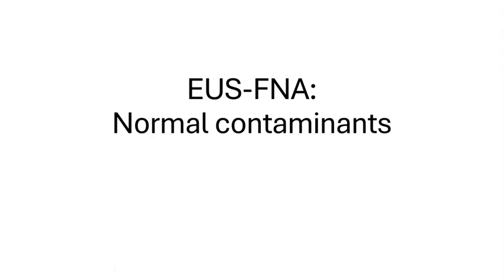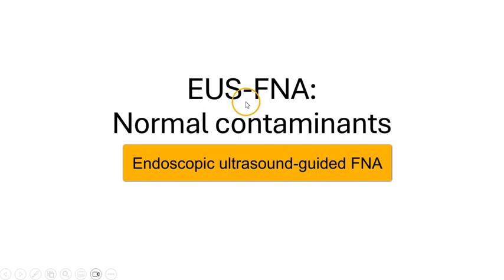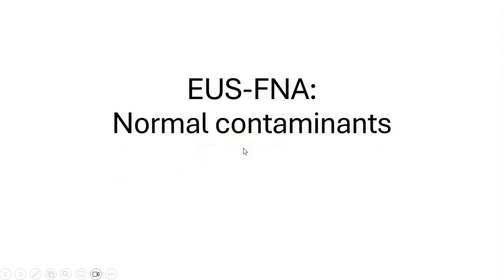Hello. In this video, we are going to look at some normal gastrointestinal tract and pancreatic tissue contaminants that we may encounter in smears from EUS-guided FNAs or endoscopic ultrasound-guided FNAs. EUS-guided FNA is often used to access masses in the pancreas as well as in the wall of the stomach or duodenum or esophagus. And to get to the target, the needle must traverse some normal structures first. So it is important to recognize these normal contaminants so that we don't mistake them for lesional tissue.